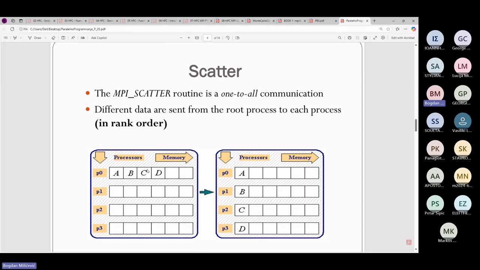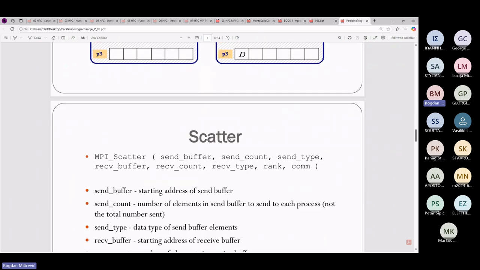5 elements here, 5 here, 5 here, 5 here. But with scatter, it should be the same amount. There is another function called scatter V. We won't be doing that one today, but with scatter V we can distribute the values unequally, but a lot of specification has to be done in that case.